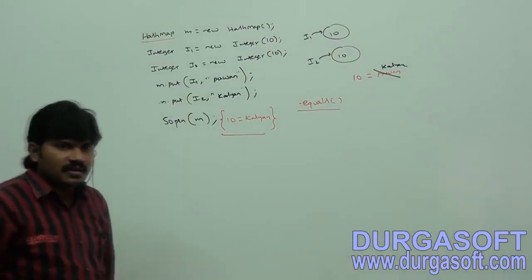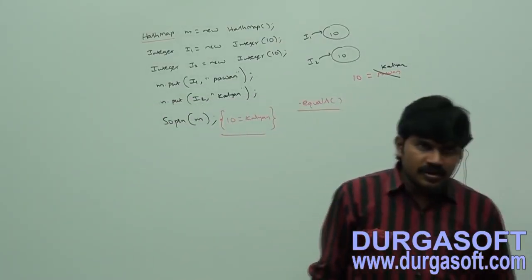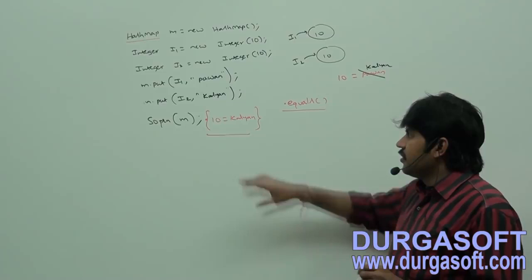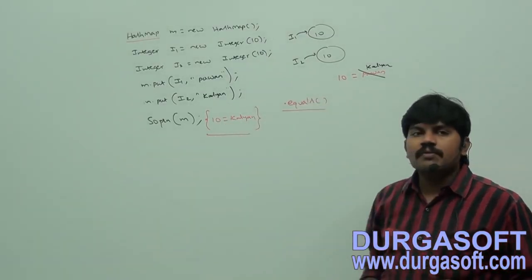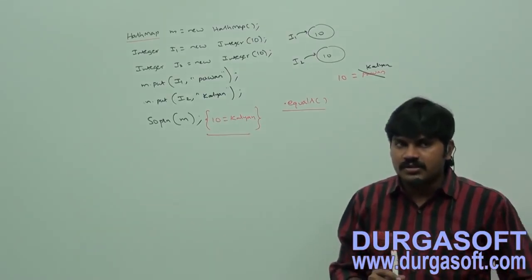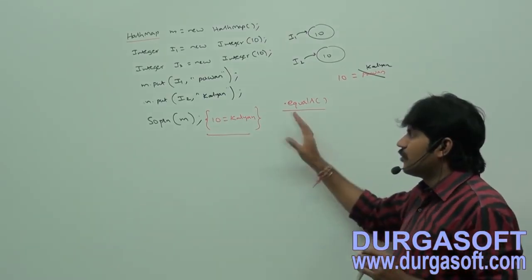Then how many entries are there in the map? Only one entry, not two entries. Make sure you are aware. So 10=Kalyan only. So in the case of HashMap, which method will the JVM use to identify a duplicate case? The .equals method to identify the duplicate case.